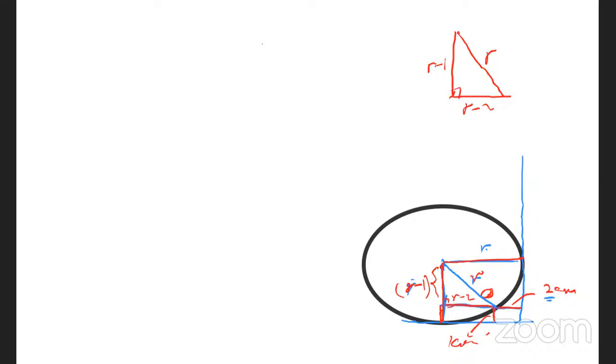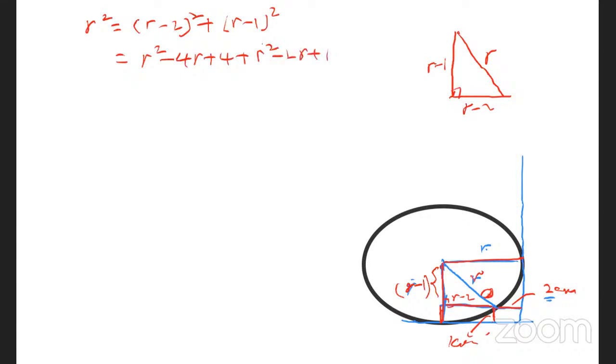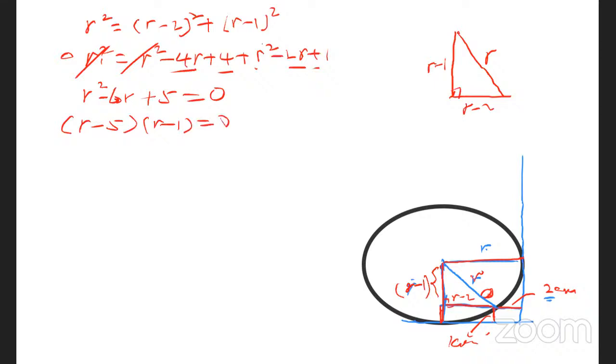So you say R squared equals R minus 2 squared plus R minus 1 squared. R squared minus 4R plus 4 plus R squared minus 2R plus 1 equals R squared. Cancel one of them. So what is left over is R squared minus 6R plus 5 equals 0. Okay? And then you factorize: R minus 5, R minus 1 equals 0. Therefore, R equals 5 because R cannot be 1.